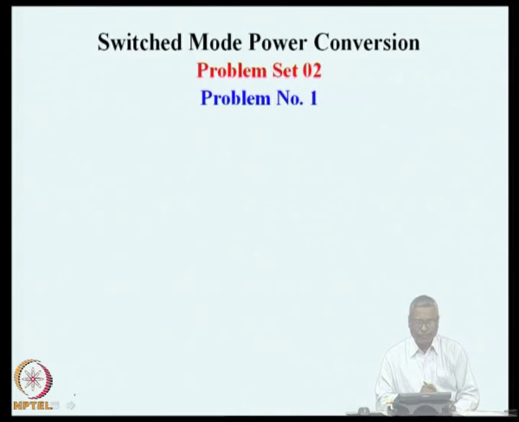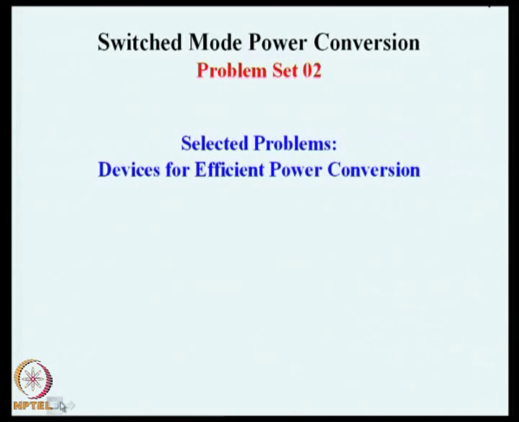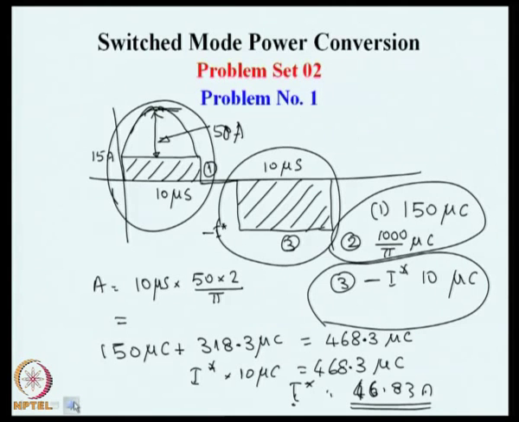In the same problem, we might also like to find out what is the voltage across the capacitor under the steady state condition. We know that during the positive charging, capacitor voltage will build up, and during the negative charging, capacitor voltage will decay. We start with an initial voltage of 0 volts. So it is possible to find out how this voltage will pick up.